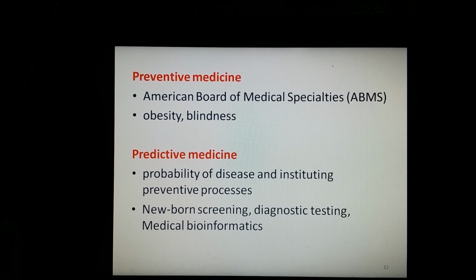Then you have predictive medicine. Predictive medicine is an area of medicine that involves estimating the probability of disease and instituting preventive processes in order to either prevent the disease completely or considerably decrease its influence upon the patient. The techniques and assays used in predictive medicine are newborn screening, number 1, number 2 is diagnostic testing, and number 3 is medical bioinformatics. Other than this, other techniques like prenatal testing are also being carried out.